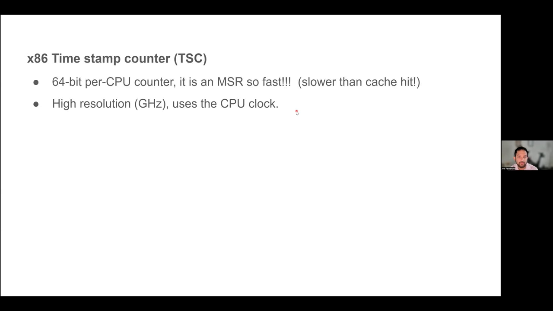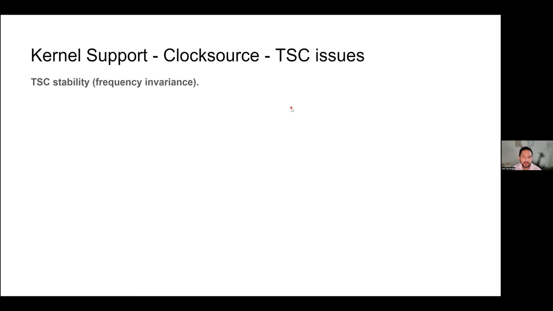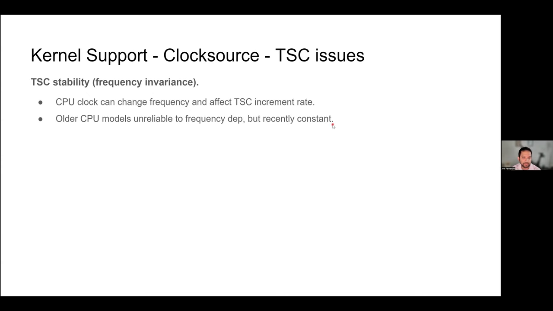TSC is a 64-bit counter. It's an MSR, so it's fast, like I said. It's gigahertz, uses a CPU clock, and it has some issues. So one of the issues that TSC has, depending on the hardware, is that it might not be frequency invariant. Remember, we depend on the TSC to tick at a constant rate, because we need to know how much time has passed. We cannot use that value if it's always changing at a different speed, because we cannot convert it to time effectively.